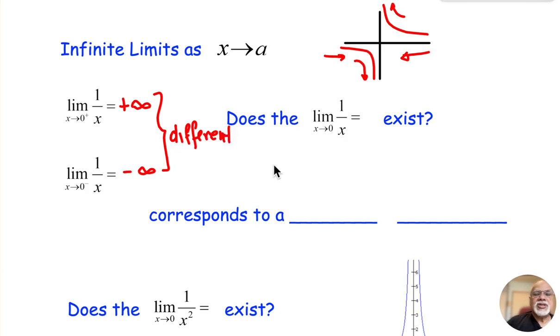And so we say that the limit, so does the limit of 1 over x as x approaches 0 exist? And the answer is no, because they're approaching two different values here. So that's because the y-axis, namely x equals 0, corresponds to a vertical asymptote.